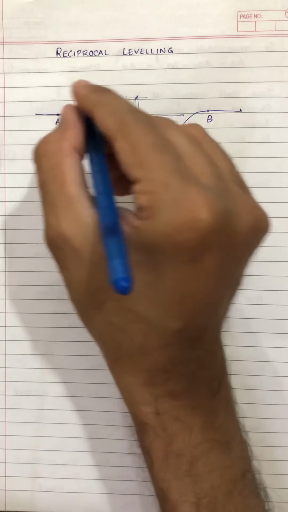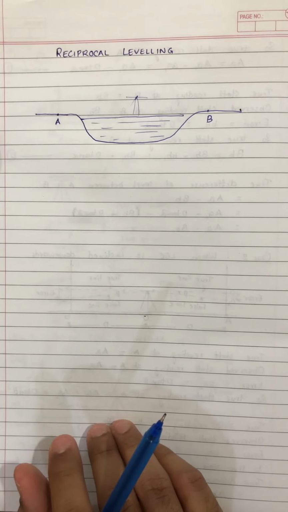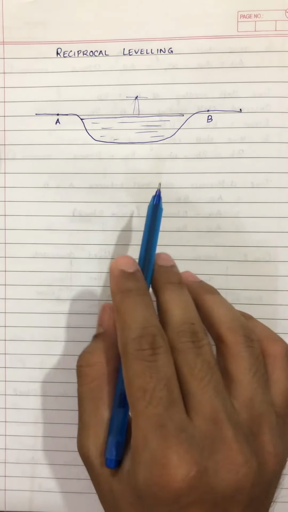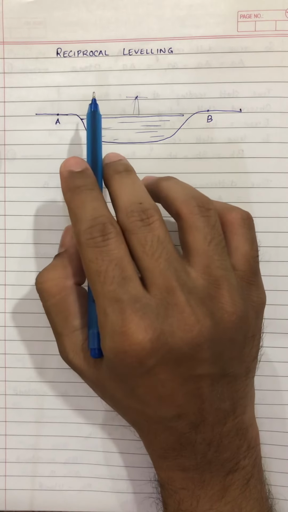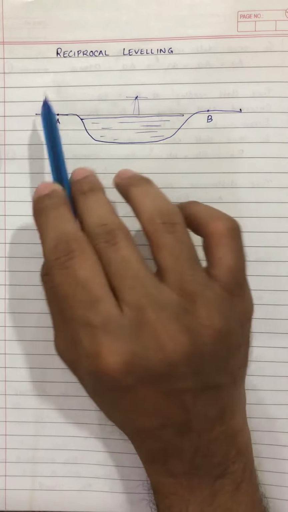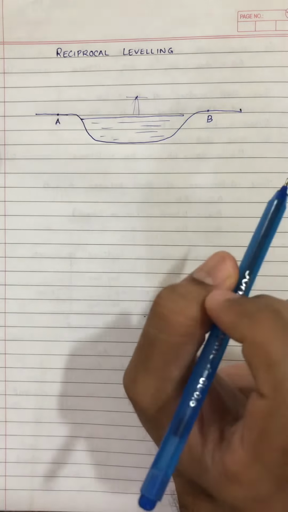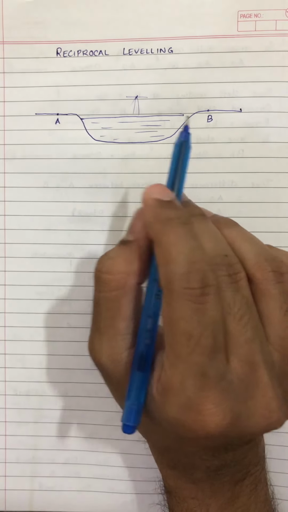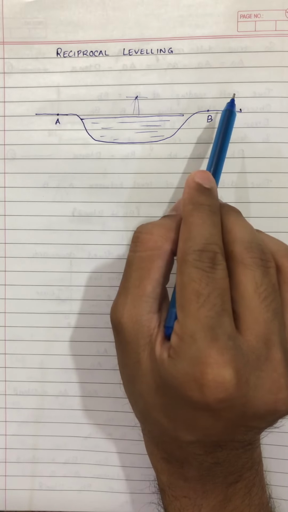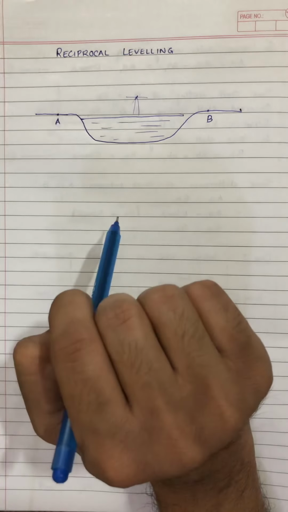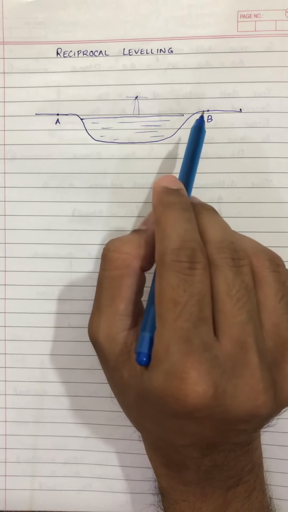Then what can we do? We have to do two types of setups. In such cases, the method of reciprocal leveling is adopted. In this, it involves observations from both sides of the river. The observations have to be taken from both the banks of the river. Now, in reciprocal leveling, the level is set up on both banks of the river and two sets of staff readings are taken by holding the staff on both the banks.